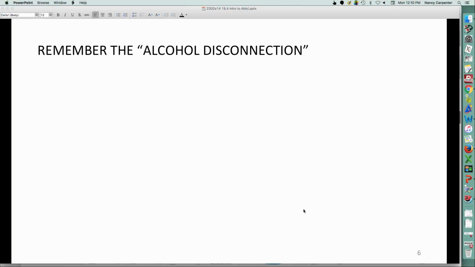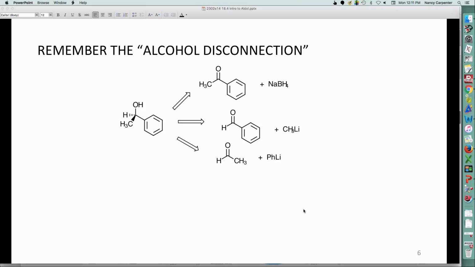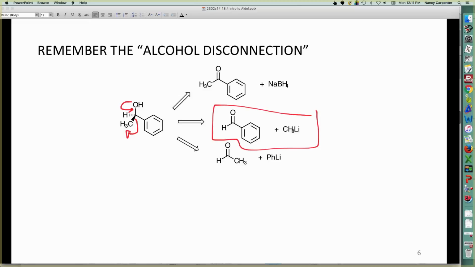So, this should look real familiar, because it's basically the alcohol disconnection. In our alcohol disconnection, as you will remember, we pushed the lone pair of the oxygen back in, and maybe I kicked out a CH3 minus to give me that disconnection, addition of methyl lithium to benzaldehyde.